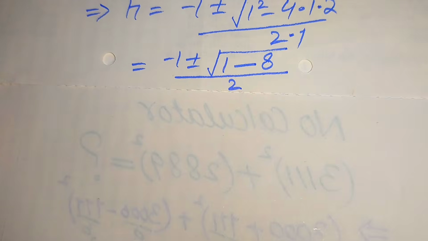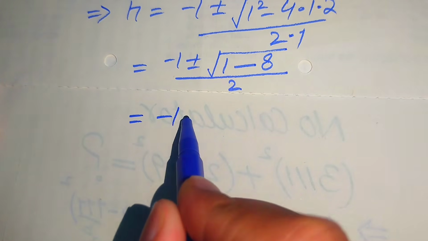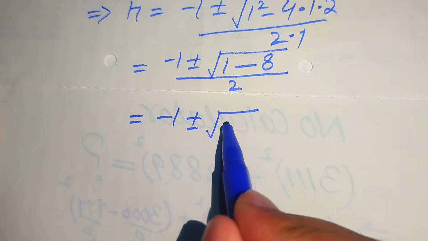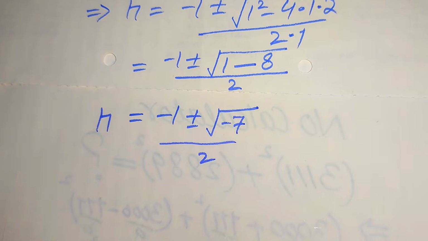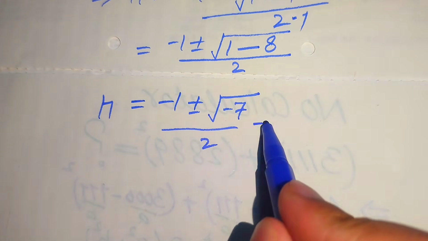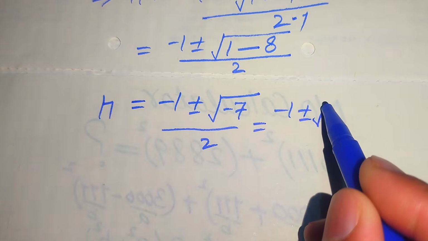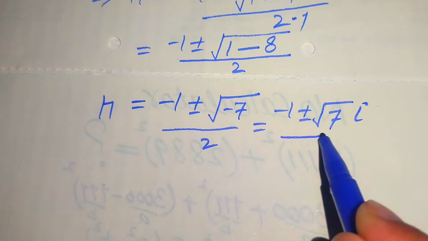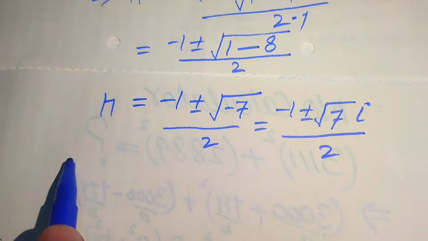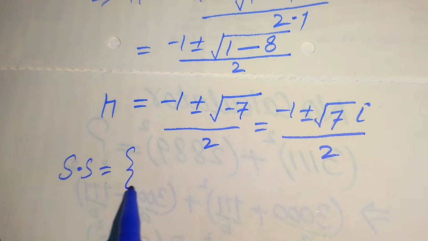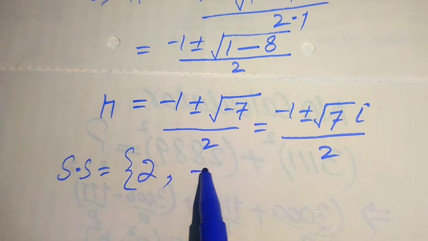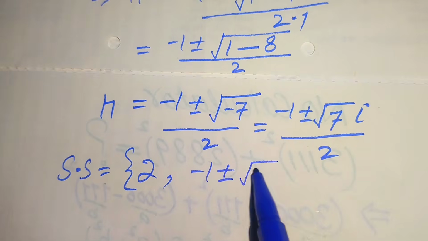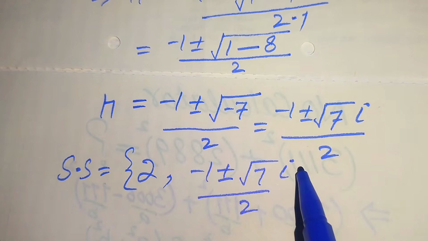Here we need more simplification, and it will be written as minus 1 plus minus square root of 1 minus 8, which becomes minus 7, divided by 2. You know that when a negative sign appears inside the square root sign, it becomes iota, and we finally write this term as minus 1 plus minus square root of 7 times iota, divided by 2. So finally the solution set of this problem is: the first real root is h is equal to 2, and the other two complex roots are minus 1 plus minus square root of 7 iota, divided by 2.